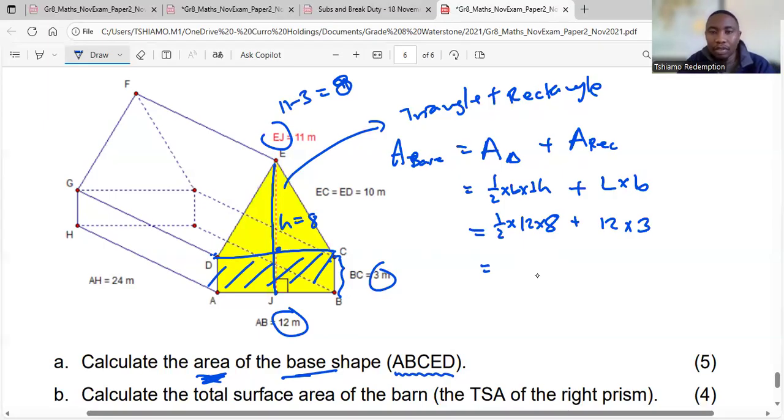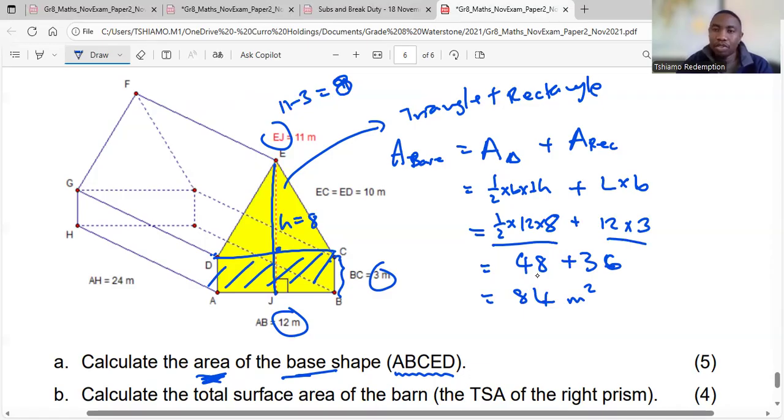I hope you're all fine. Hope you get it. You can pause and go through it again. Then what is half of 12? Half of 12 is 6. 6 times 8 is how much? Let's press this whole thing on a calculator. Don't stress yourself. 84. What are the units? Meters squared. So the area of the triangle will be 84 meters squared.